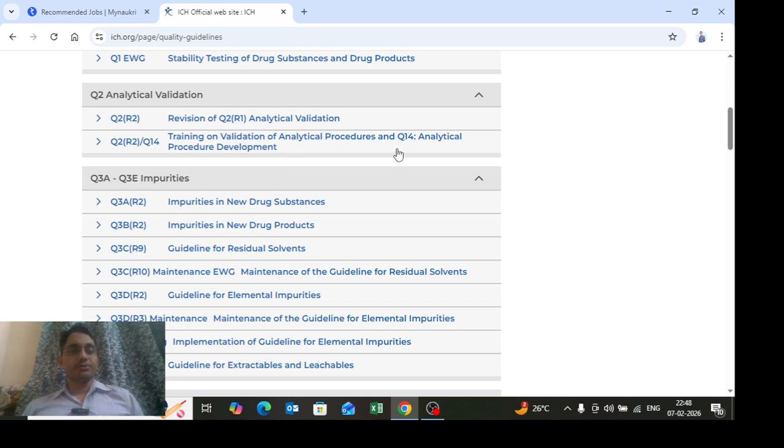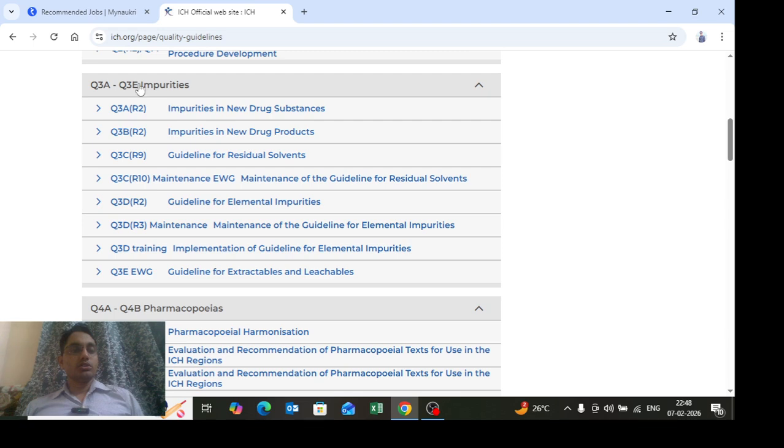This is Q14. Then ICH Q3A to Q3E, impurities. These are guidelines for impurities in pharmaceutical products. This consists of Q3A R2, impurities in new drug substances. Then Q3B R2, impurities in new drug products. These drug products' impurities are also calculated based on the manufacturing process, and excipients. These cumulative impurities are specified in the drug product specification and tested during the routine release of the batches.